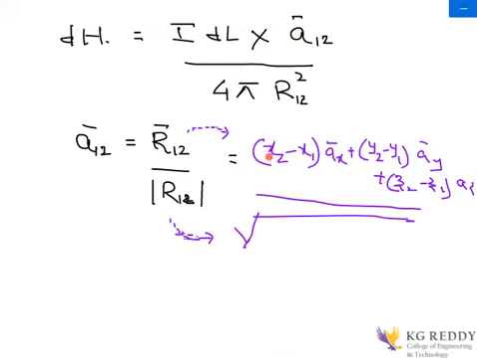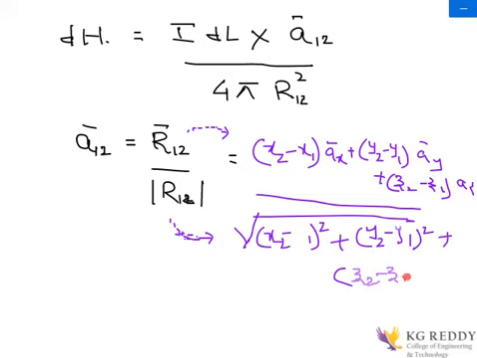Whatever we got here, coefficient of ax, x2 minus x1 whole square plus y2 minus y1 whole square plus z2 minus z1 whole square. So we can find out the magnitude also. This is the way we can find out the unit vector. Unit vector can be given as the vector divided by its magnitude. So how to write a vector? x2 minus x1 into ax, y2 minus y1 into ay, and z2 minus z1 into az.